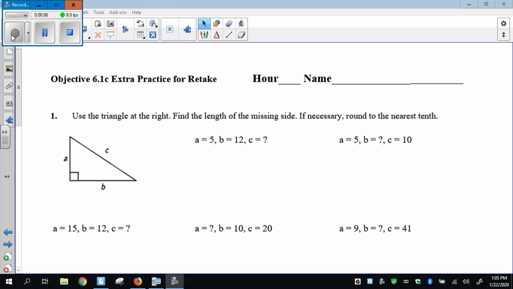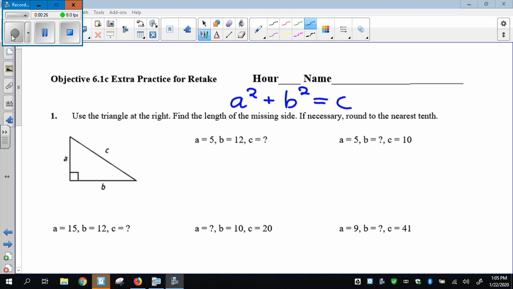We have another retake practice here for Objective 6.1c. I'll do some of these problems with you, and then you can finish it up and do your retake. So this one is all about Pythagorean's theorem. That's the a squared plus b squared is equal to c squared.